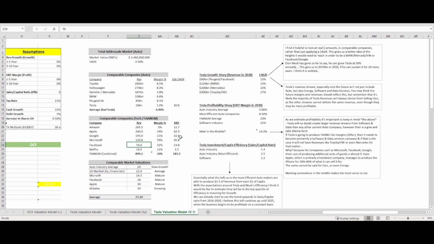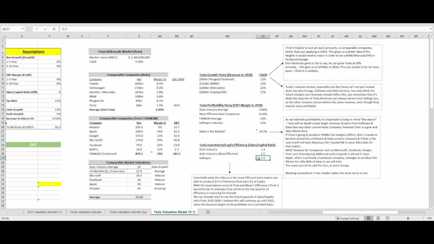Even in the energy business, it doesn't tend to be as high margin as, say, software or digital advertising. But credit where credit's due, I can't see Tesla being the norm in terms of auto companies, but I also don't see it producing a Microsoft or Facebook margin within the 30s. Even the 20s is hard to get to. So I think meeting somewhere in the middle makes the most sense to me. And that means we get about a 15% profit margin for Tesla into the future.